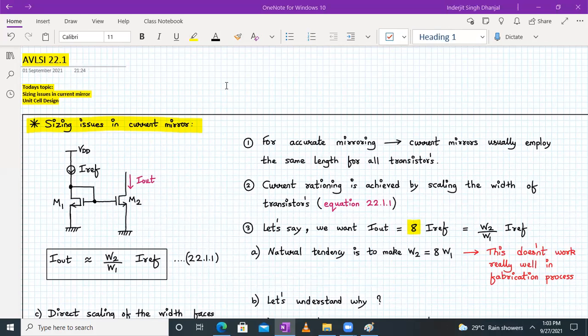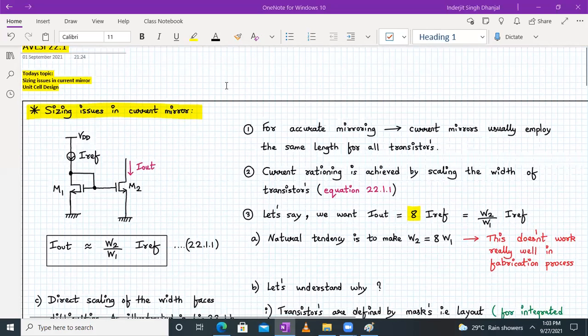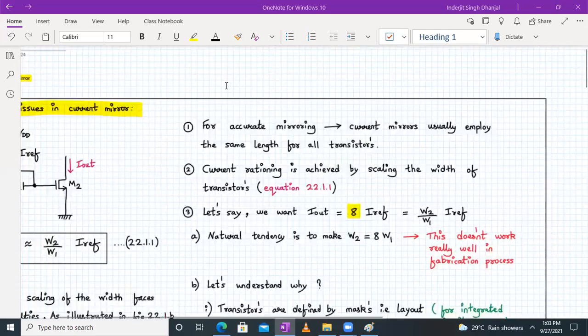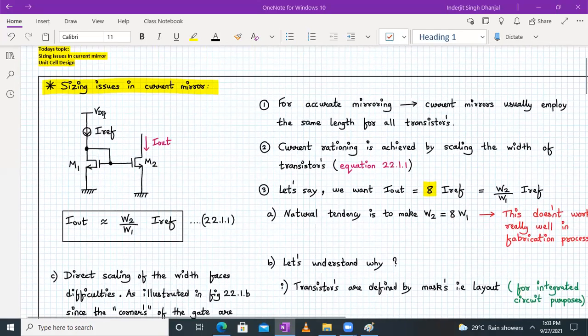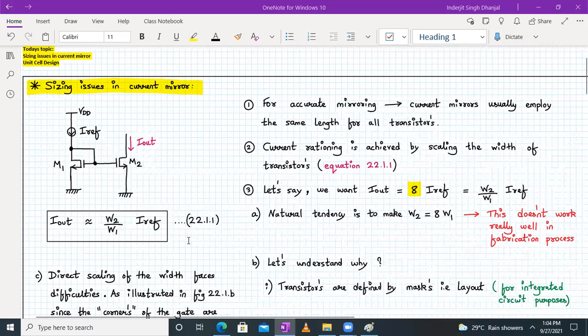So let us begin and understand what we mean by sizing issue in current mirrors. In the last lecture, we have seen that this is my basic current mirror. We have M1 transistor, which is diode connected, and M2 transistor over here, which will carry the I out current, which is basically a copy of I reference. And both of them are related using this formula. I out is approximately equal to W2 divided by W1 into I reference under certain assumptions.